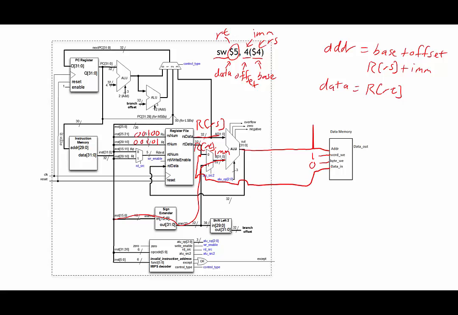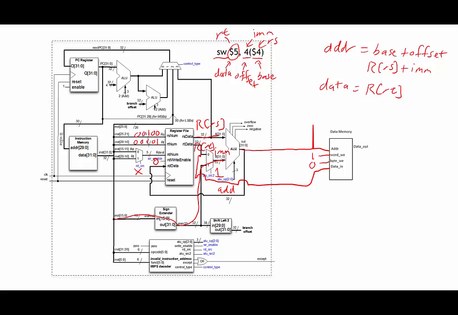In this case, because we're not going to be writing anything to the register file, we can set the write enable to 0. RD source is going to be don't care because we're not writing anything to the register file. ALU source 2 will be 1. The ALU opcode will be add so that we perform the addition.